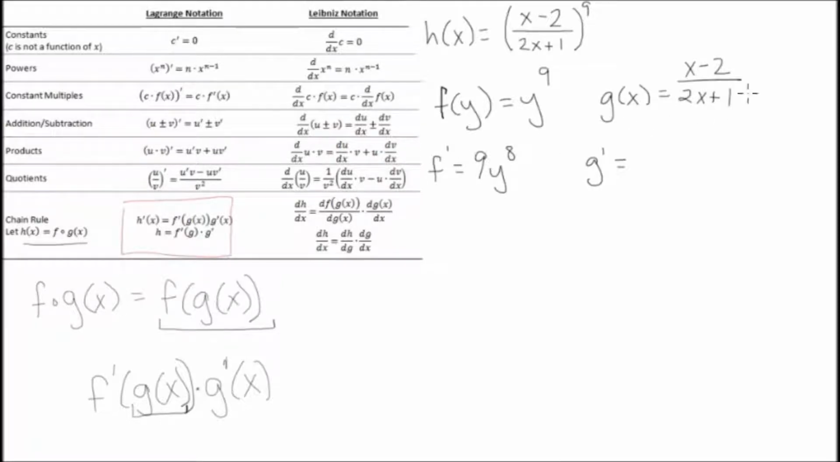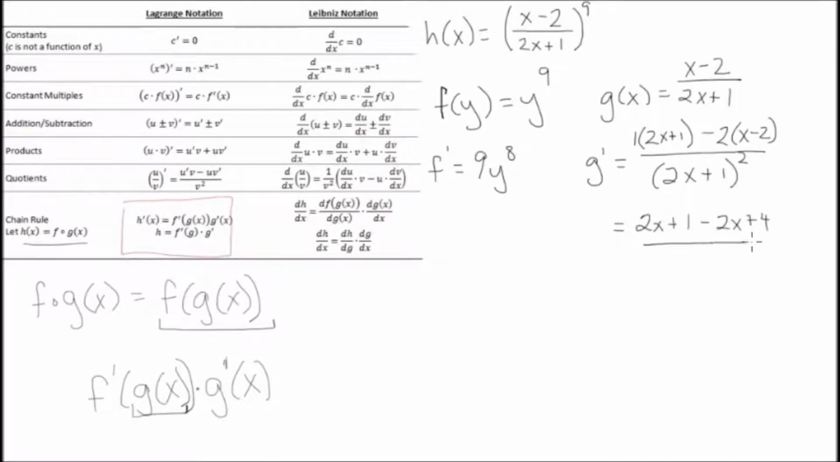And the derivative of g with respect to x is going to be equal to, I am looking over at the quotient rule, I take the derivative of the numerator, I get 1 times the denominator unchanged, minus the derivative of the denominator, which is 2, times the numerator unchanged, over the denominator squared. I should probably go ahead and simplify the numerator here. I distribute the 1, I get 2x plus 1. I distribute the 2 and the negative sign, I get minus 2x plus 4, over 2x plus 1 squared.